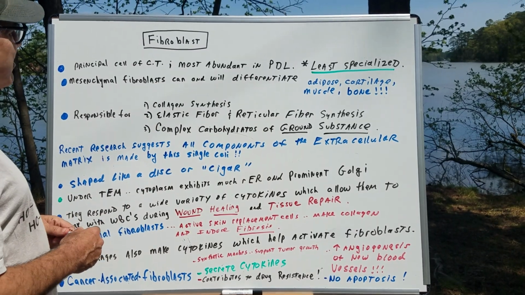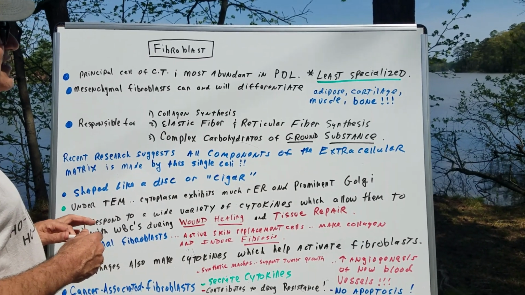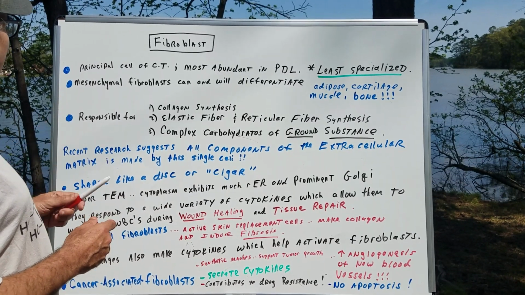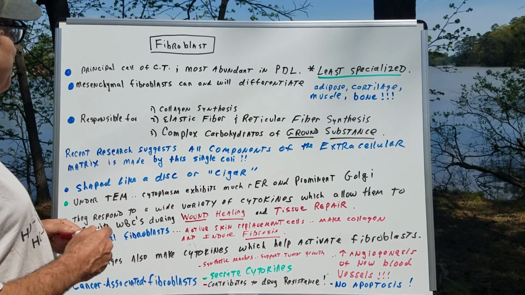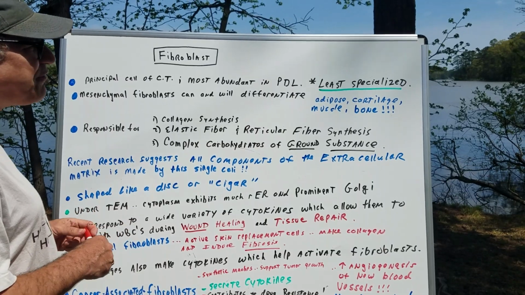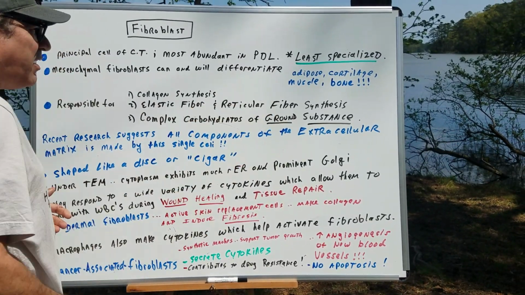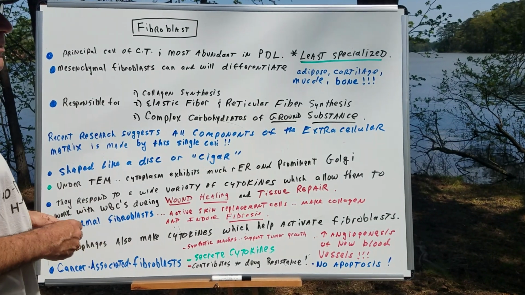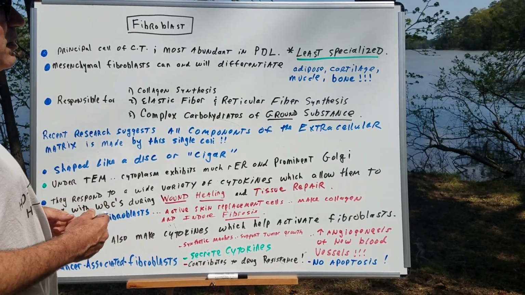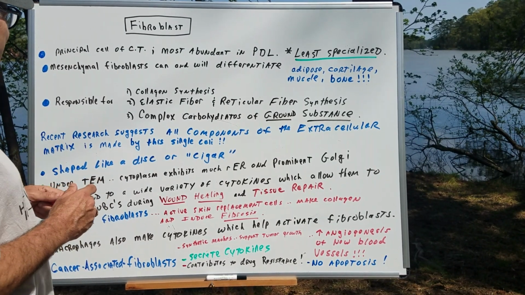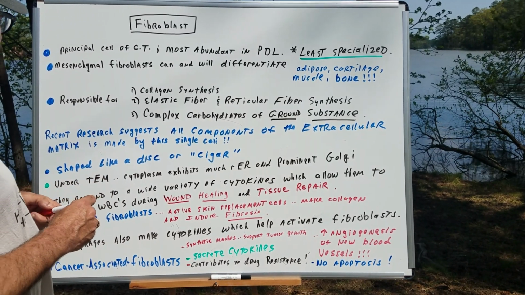Of all the cells, the fibroblast is the least specialized. You may thank me for this question one day. What I mean by that is these mesenchymal fibroblasts can and will differentiate into a whole array of different tissues. For instance, they can become adipose tissue, they can become cartilage, they can become muscle, they can become bone. So the least specialized of all these cells in connective tissue are fibroblasts.